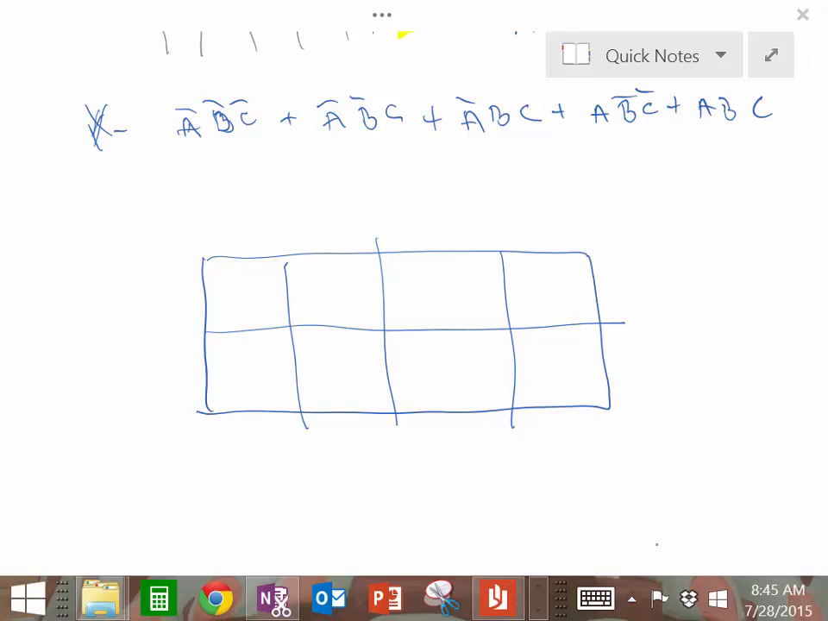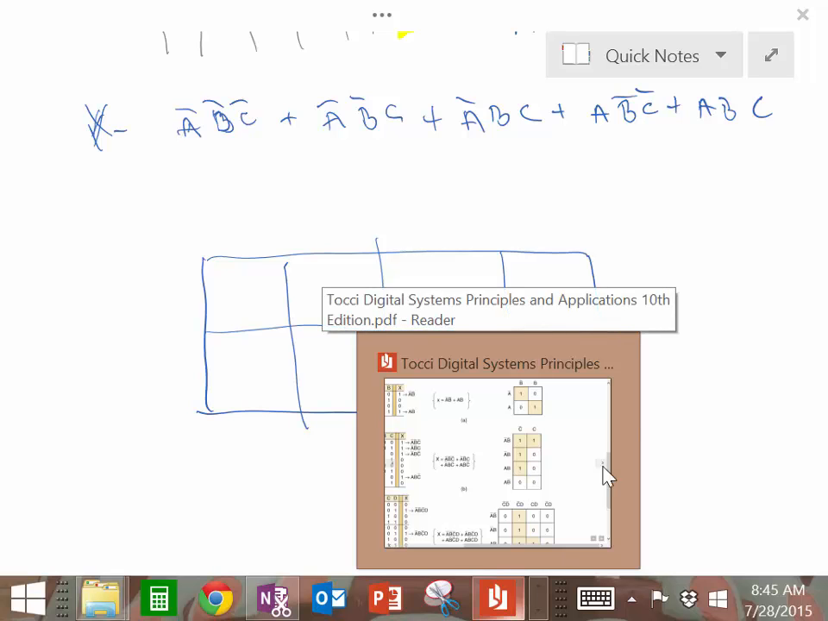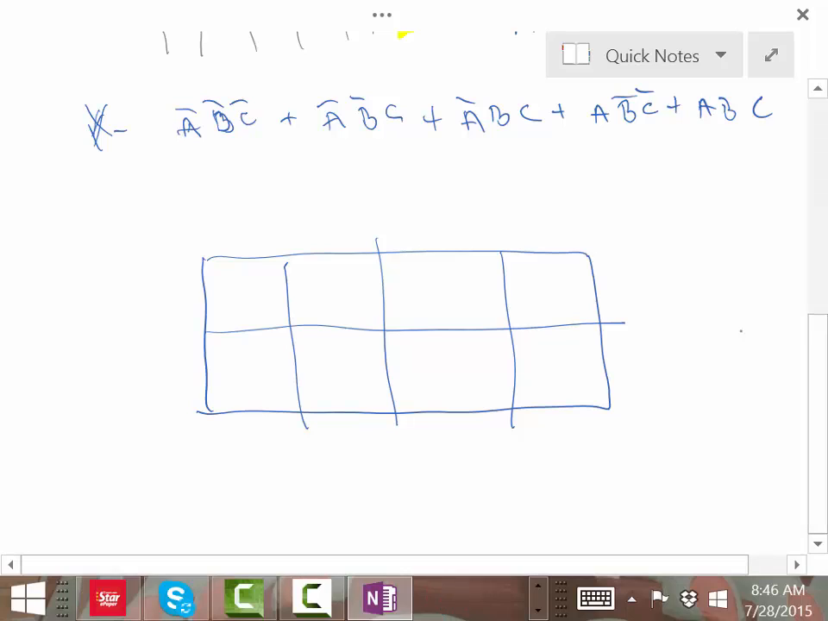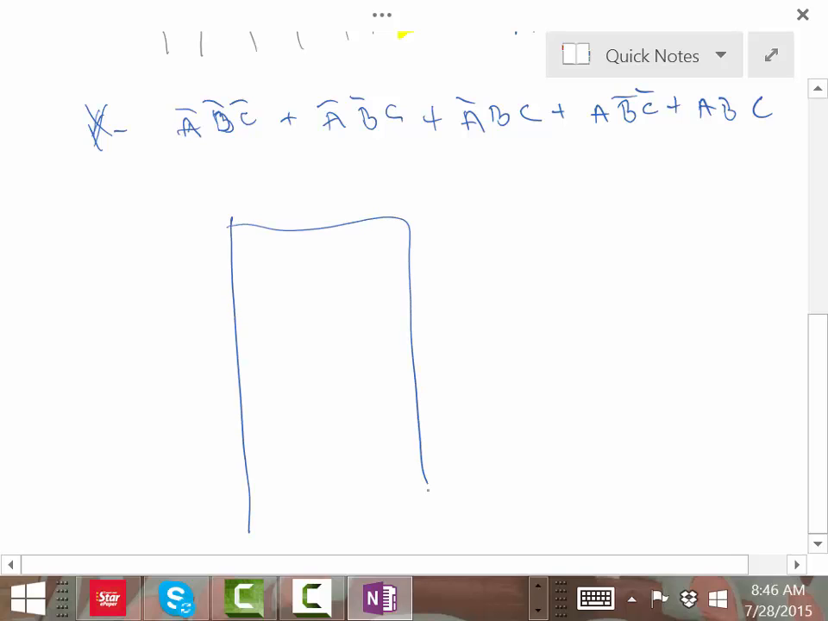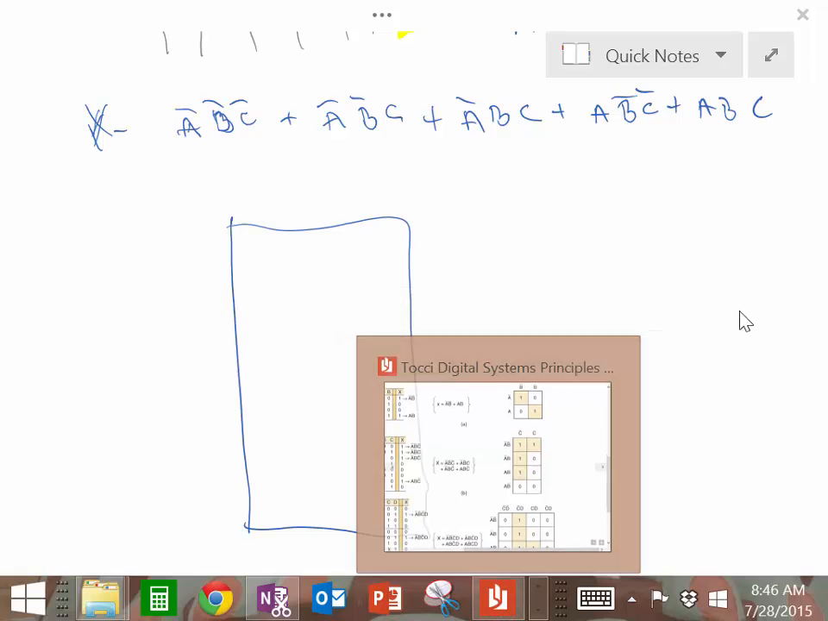So going his route, he does A, B, and C across the top. Let me erase this and follow his notation. Right there, A, B.